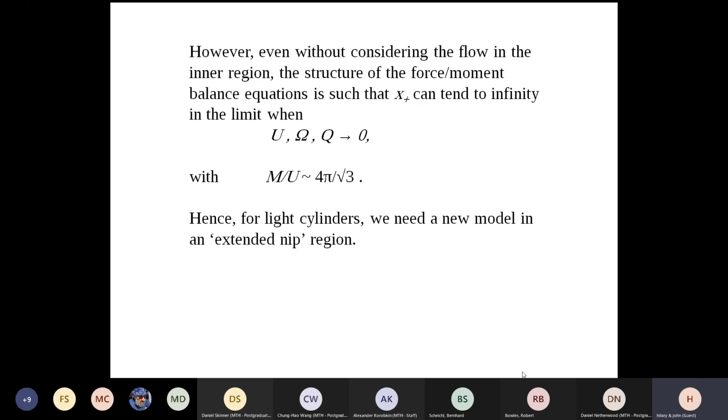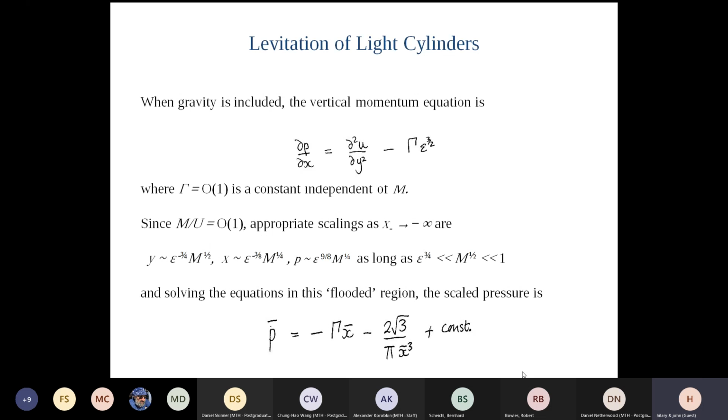But once the cylinder gets lighter and lighter and M gets smaller, we get U going smaller and smaller and M going smaller and smaller in this sort of ratio, then it looks as if something's going to go wrong because X plus is getting large. And so let us see how we might react to that difficulty, that non-uniformity.